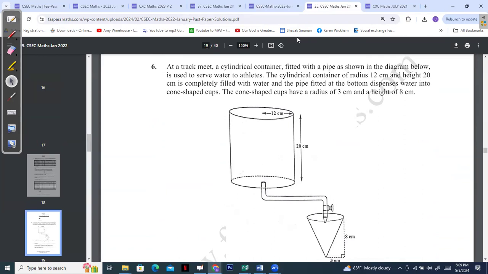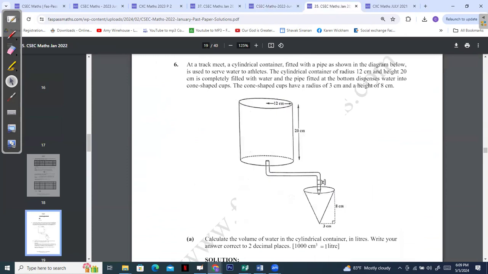It is a water thing, like a water fountain. All right, it says here, at a track meet, a cylindrical container fitted with a pipe, as shown in the diagram below, is used to serve water to athletes. The cylindrical container has a radius of 12 centimeters, which is in the diagram already so we don't have to write it in, and a height of 20 centimeters, okay?